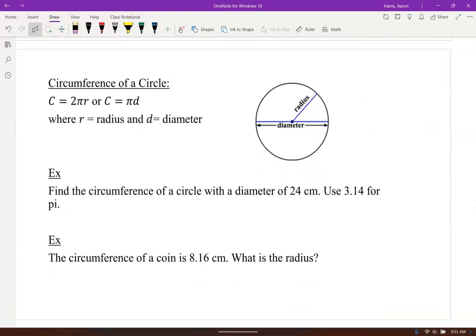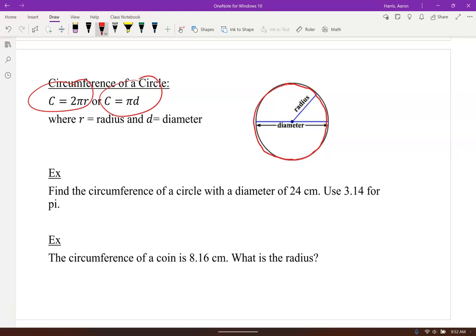All right, the circumference of a circle. So the circumference of a circle is the length around a circle, and it's given by the circumference is either 2 pi times the radius, or since 2r is the diameter, you could also use the circumference as pi times the diameter. You could use either one of those.